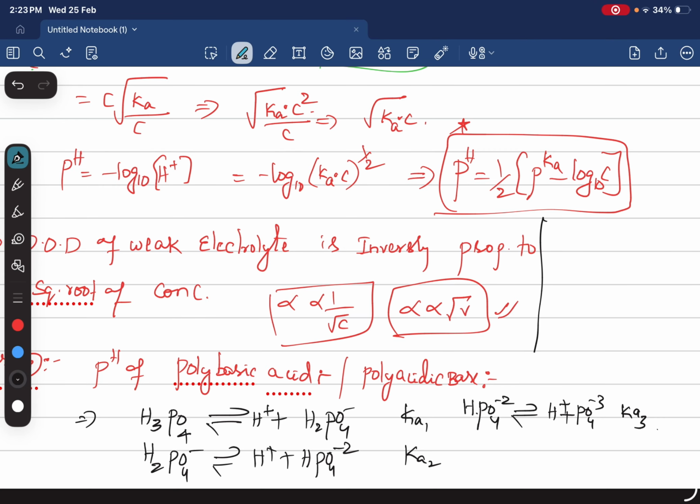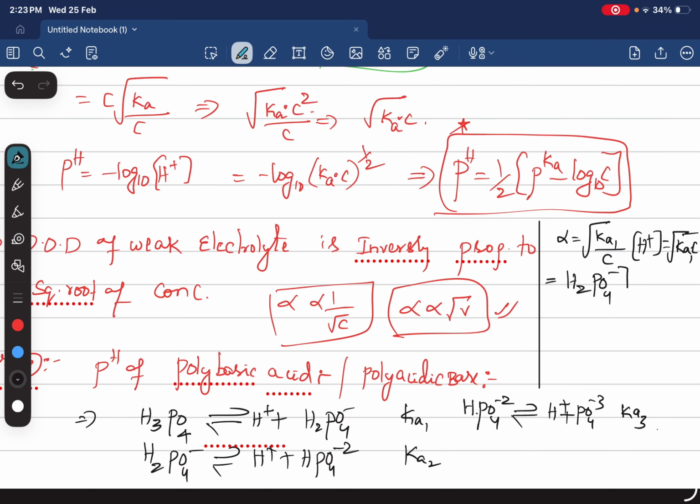So alpha equals under root Ka1 by C, which is same as Oswald dilution law formula. H+ equals under root Ka1 into C, which is nothing but H2PO4- concentration. So this conjugate base concentration is same as normal Oswald dilution law, and pH equals half into pKa1 minus log C. And coming to second formula, this is for first, this one only.